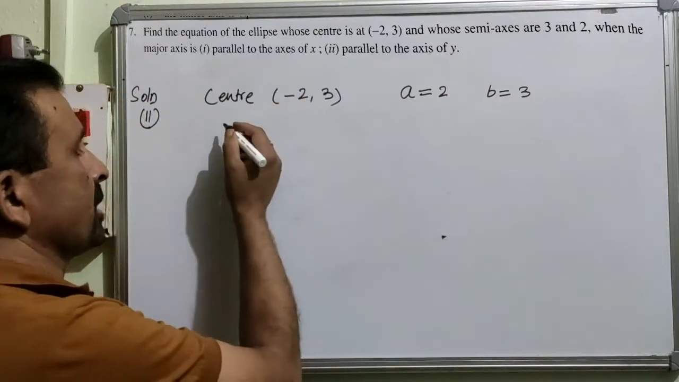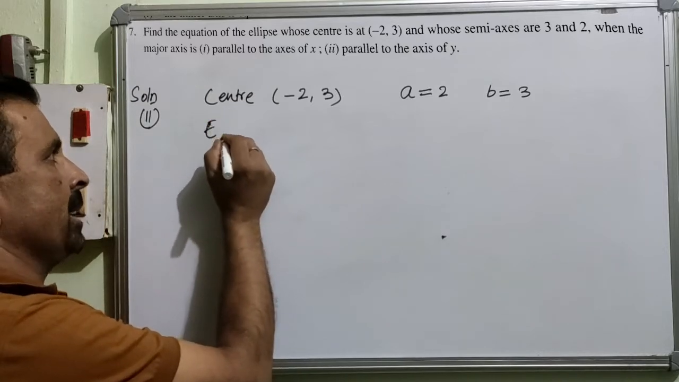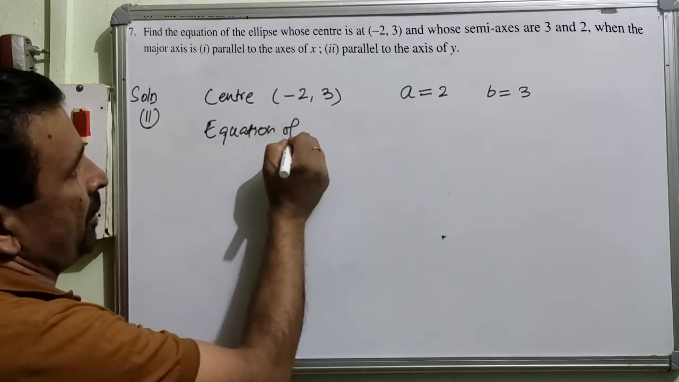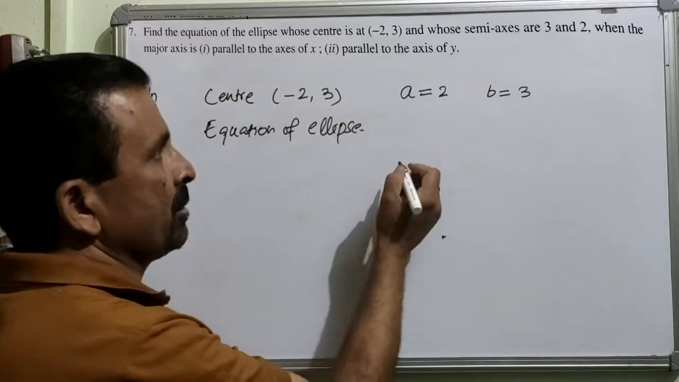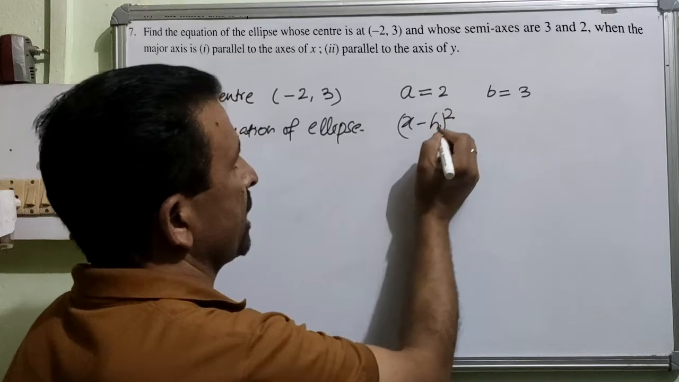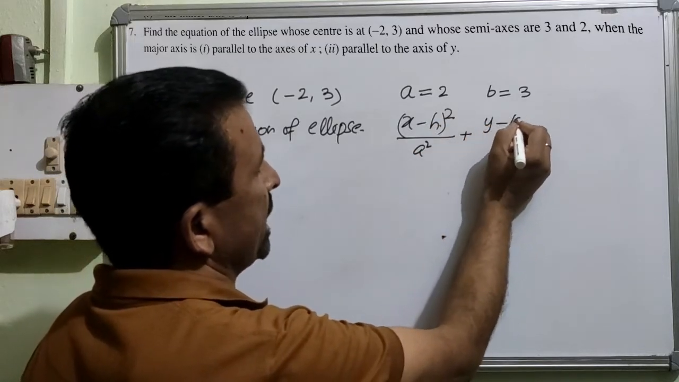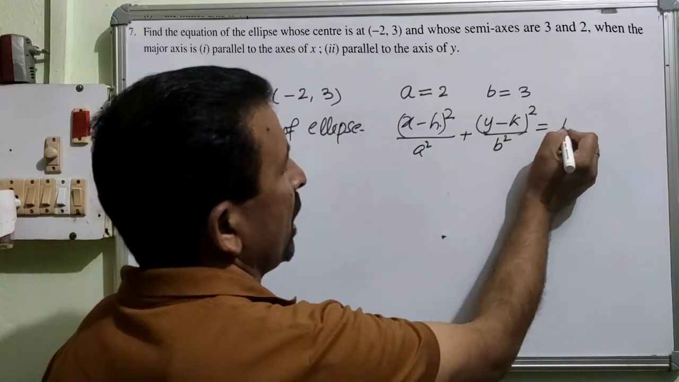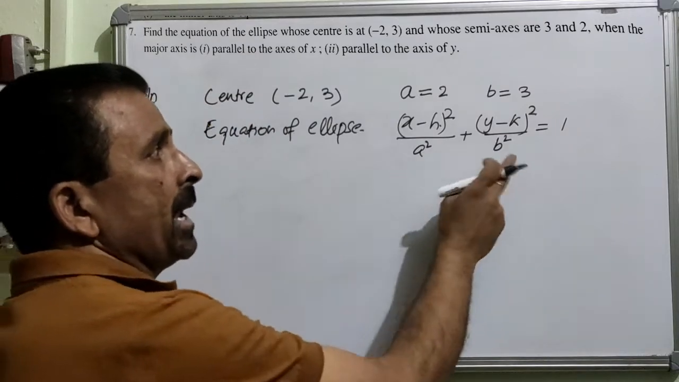So we are now going to write down the equation of the ellipse. So let the equation of the ellipse be, right? The formula we will use is the same. This is (x minus h) whole square over a square plus (y minus k) whole square over b square is equal to 1. So there is no change in the formula, but what we are changing is the value of a and b.